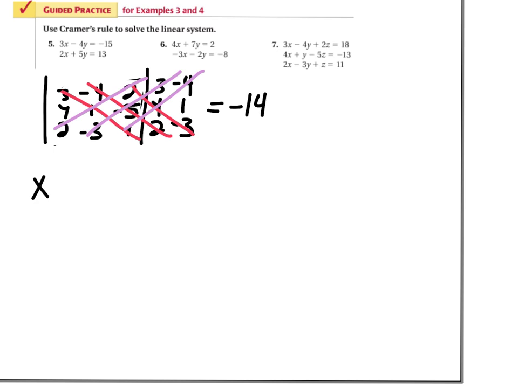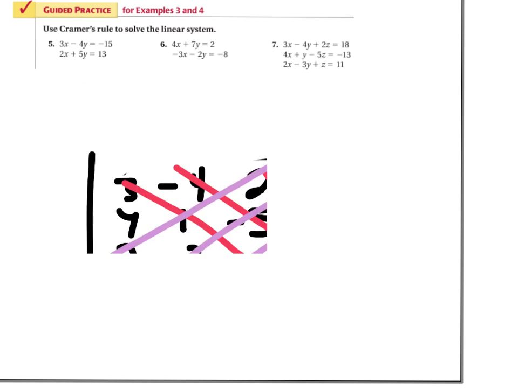Now we can start finding our x values and y values and z values. So I know I have negative 14 in the denominator. And in my numerator, I will be finding the determinant, and this is where we replace our x column with the constants 18, negative 13, and 11. So I will write those down first, 18, negative 13, and 11. My y values stay the same at negative 4, 1, and negative 3, and my z values 2, negative 5, and 1. And then you add the additional 2 columns on.